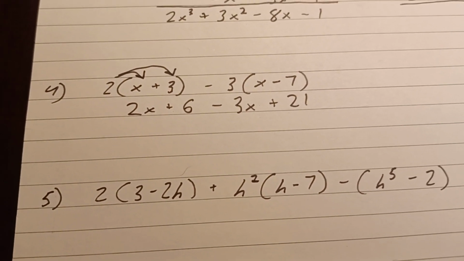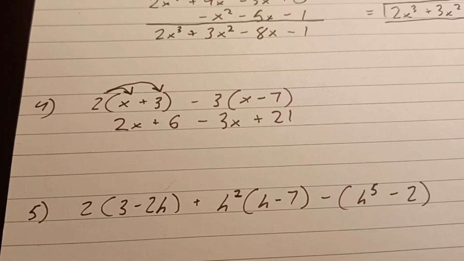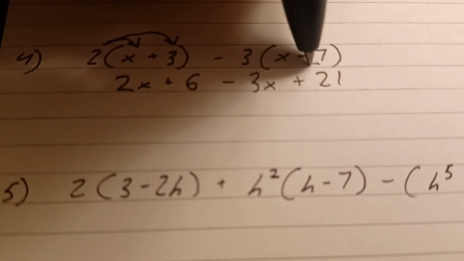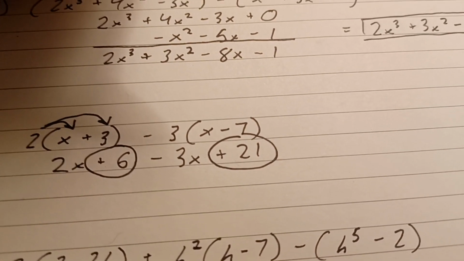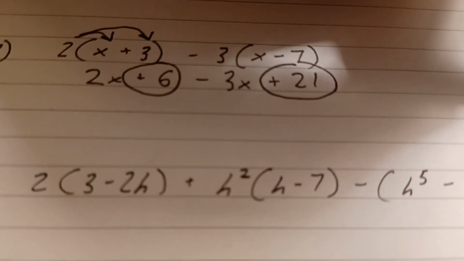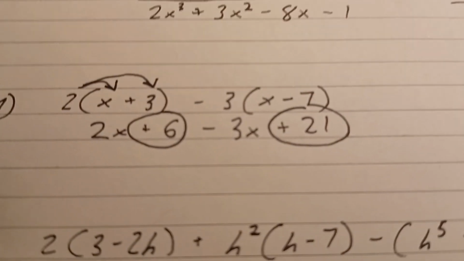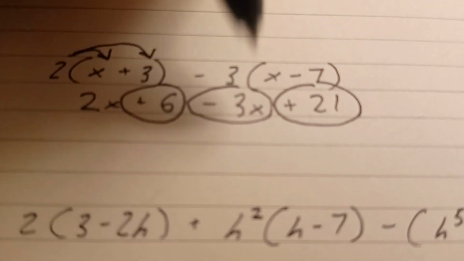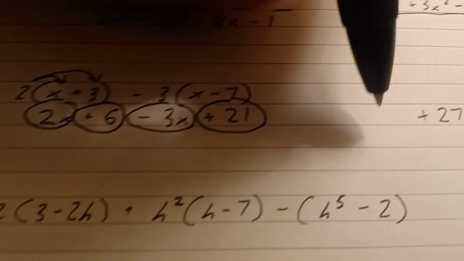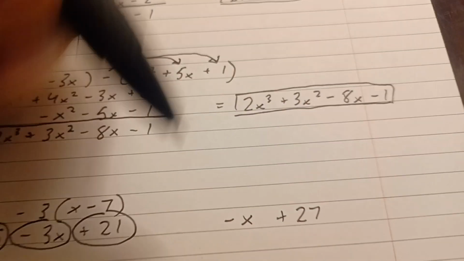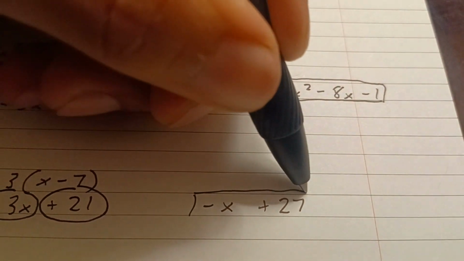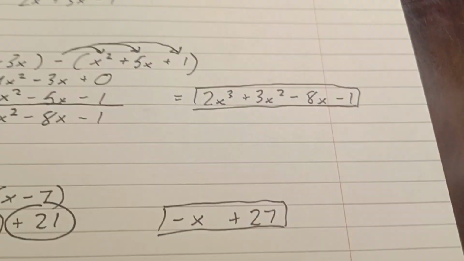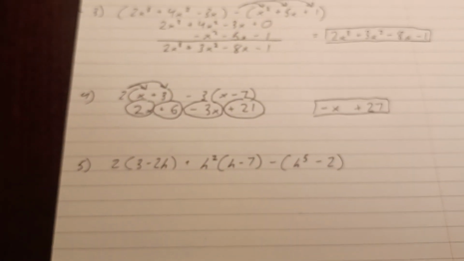Cool. And now we combine like terms. We have a positive 21 here. We have a positive 6 here. Combine them together, what do you get? You get a positive 27. You have a negative 3x here. You have a positive 2x here. Combine them together, you get a what? Negative x. Right, negative x plus 27. That is going to be your answer, so you box it. And yeah, that's it for number 4.